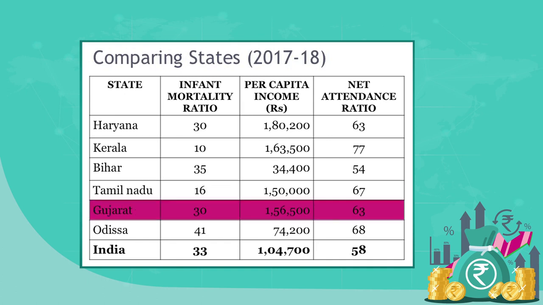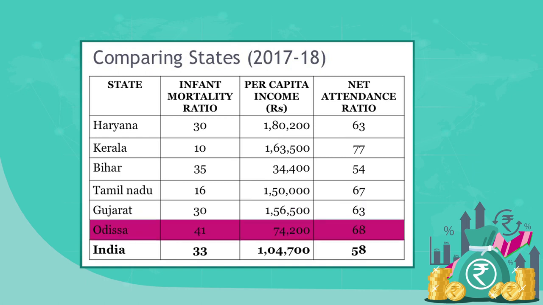If you look at Gujarat, it also has a low per capita income, but in terms of health indicators Gujarat is equivalent to Haryana. It is not doing better because 30 children actually die before they cross age 1. And Odisha, the situation is slightly better than, in terms of income, Bihar, because it has a per capita income of 74,200.